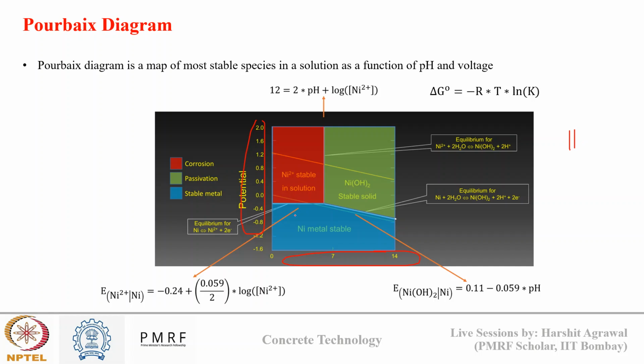Okay, so if we see this application of the Pourbaix diagram for nickel, you can see there are different reactions that can happen. There are different equilibrium reactions present at a nickel surface. And if I write the Nernst equation for each of these reactions, I will get different zones in which a certain product will be stable. So in this way, the Pourbaix diagram is used to define the stability of a reaction product at different pH and potential.